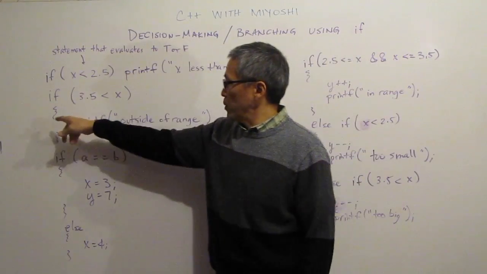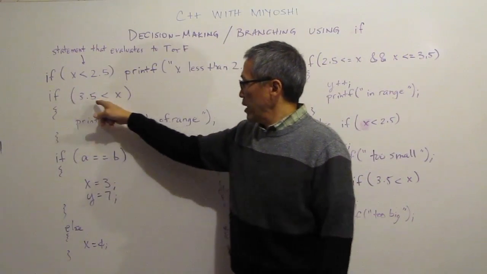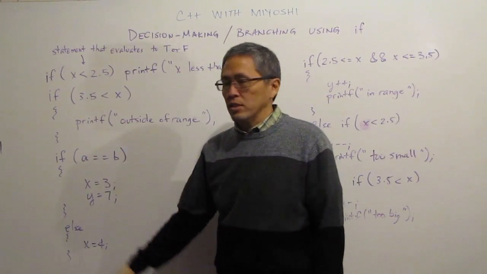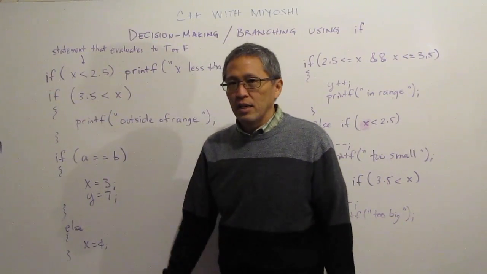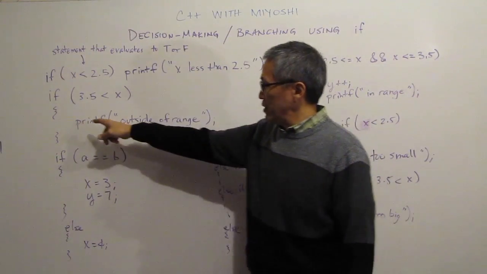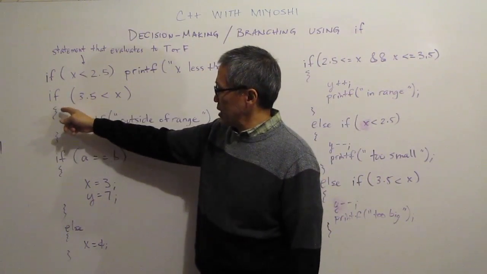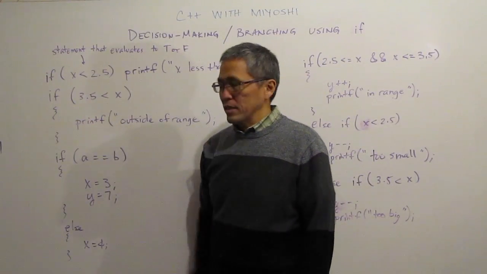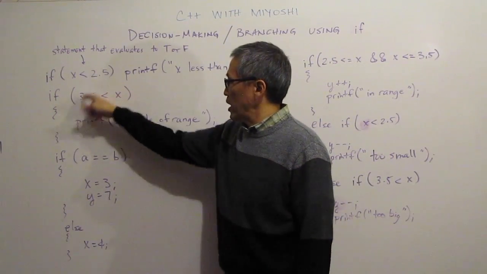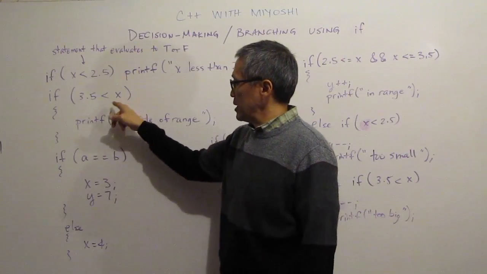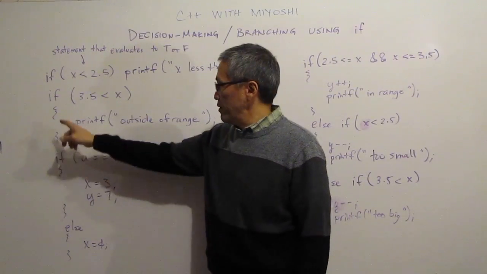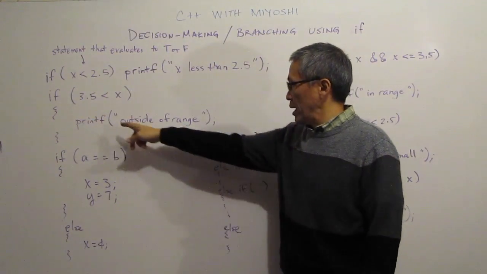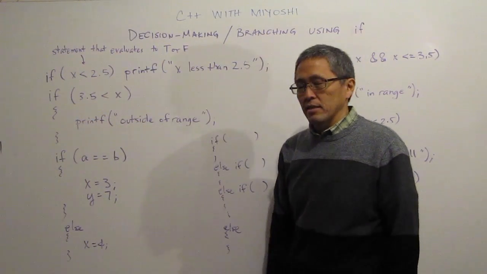So here's more what I like to use. If x is greater than 3.5. Notice I use the less than symbol only, so I have the x on the right side of the 3.5 in this case. I have these curly braces, and anything inside these curly braces that follows the if statement will be done when this evaluates to true. So if x is indeed greater than 3.5, not equal to, but greater than, then it will output this printf. It's going to print out outside the range.